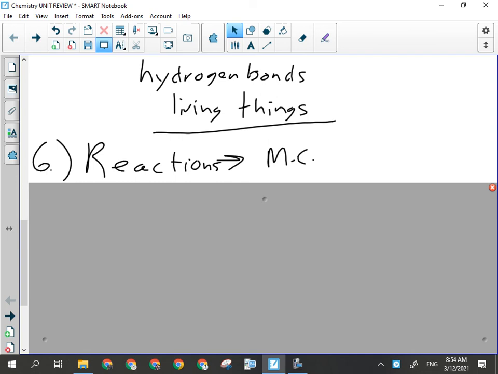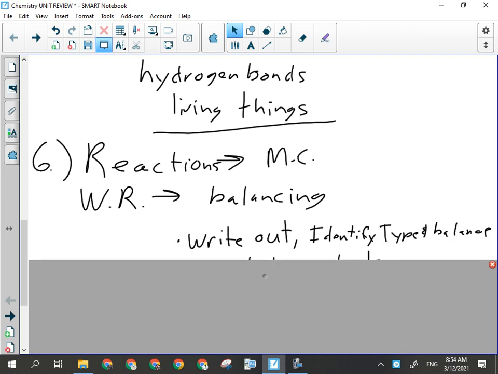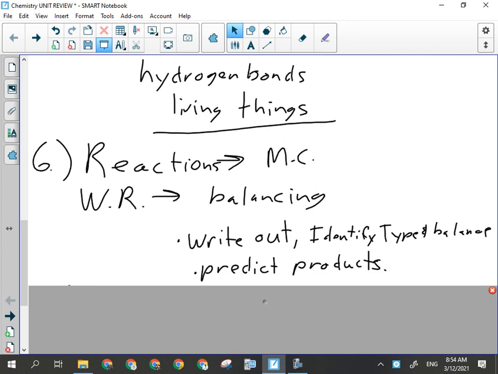So reactions, definitely a big one, because they're in the multiple choice. That would be just identifying types. Then in the written response, there's balancing, writing them out, identifying types, predicting products. All of those skills that we spent weeks going over in this unit.